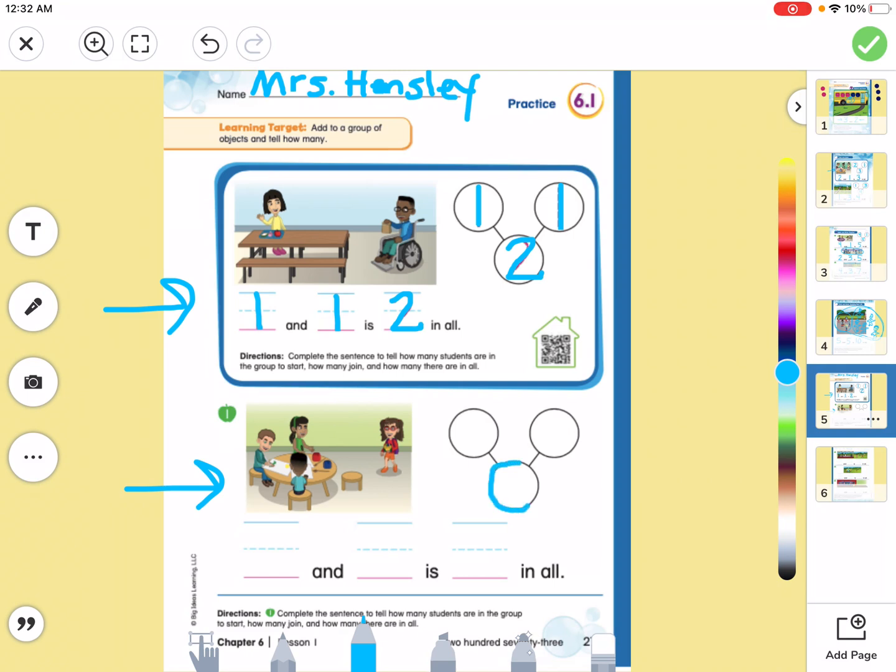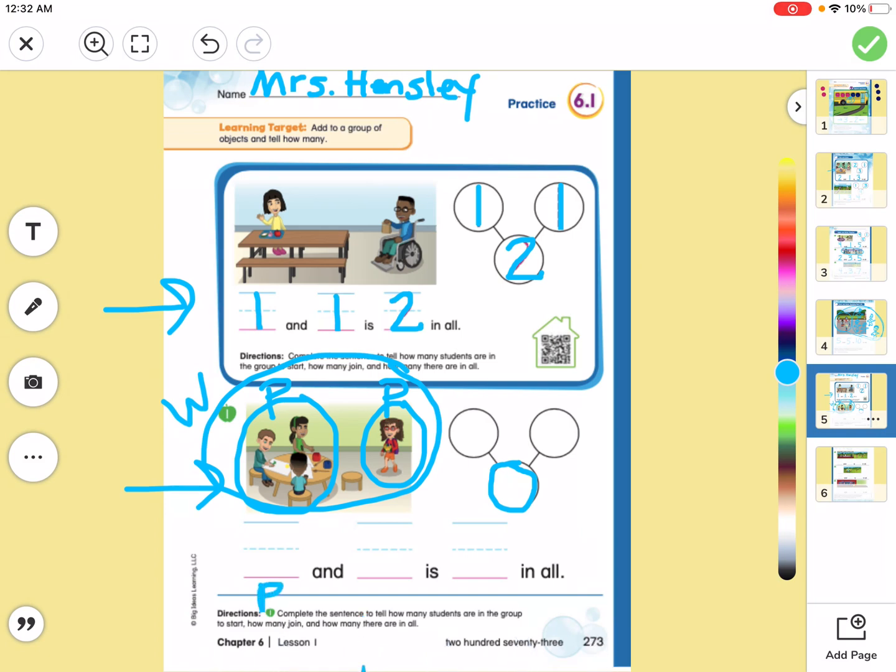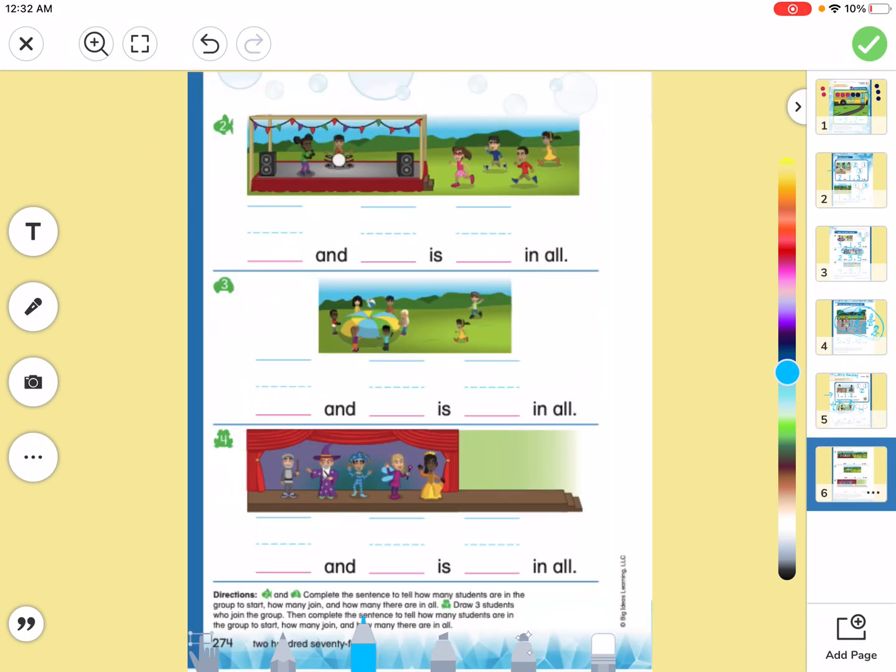Here is your whole. Okay, so you're going to have to count to see how many friends are sitting at the table, how many are joining them. These are your parts. So this is a part, this is a part. Then all together is going to be your whole. So you have part, part, and whole. Then down here is going to be a part, and a whole. So it will be how many, part, and part, is how many in all would be your whole and all. Okay?